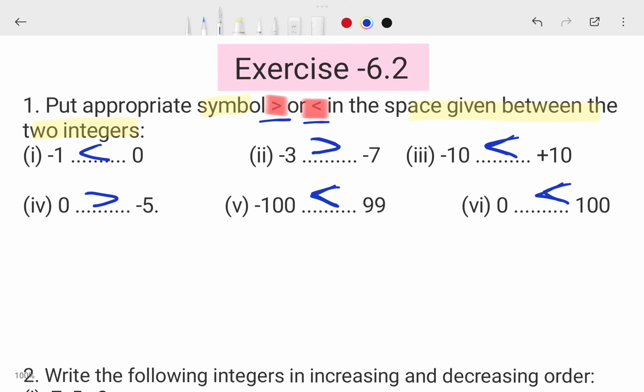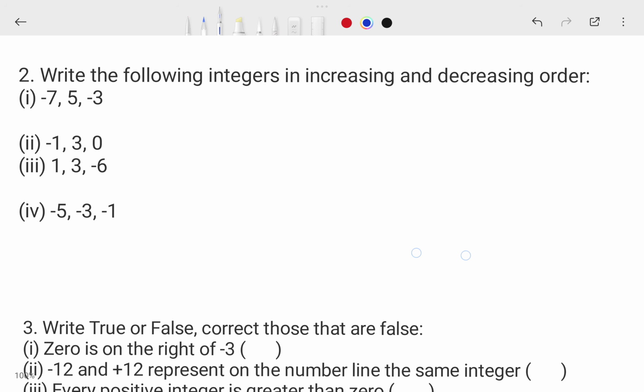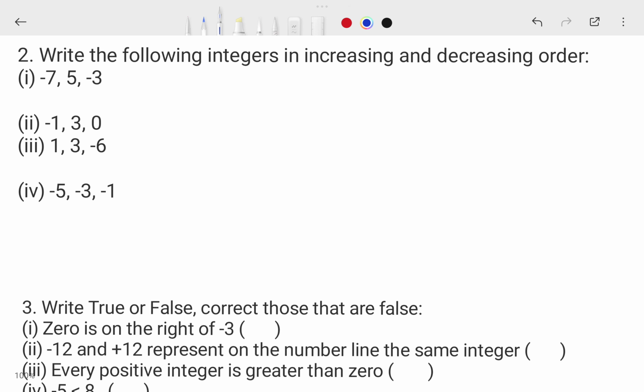Okay, is it clear? I hope you understand this question, and if you understand, then let's talk about this one. Now this question is telling us, write the following integers in increasing and decreasing order. Increasing order means ascending order. So we have to write in ascending and descending, both orders. First we have to write in the increasing order.